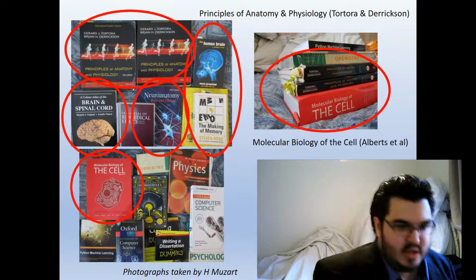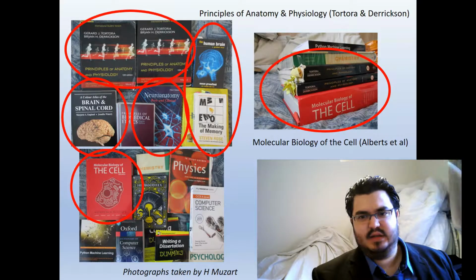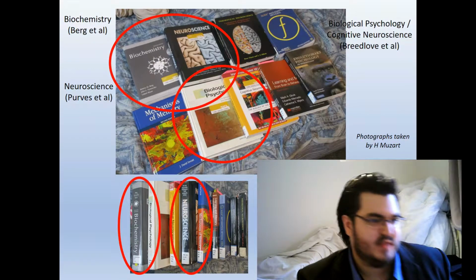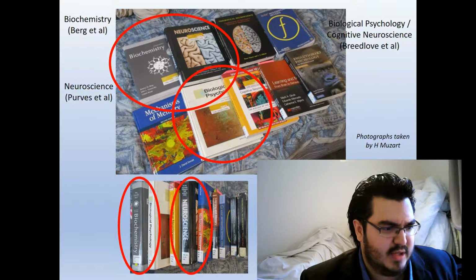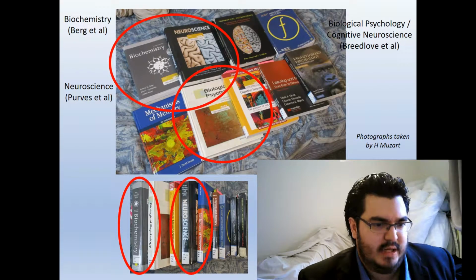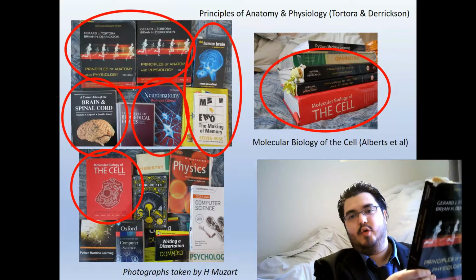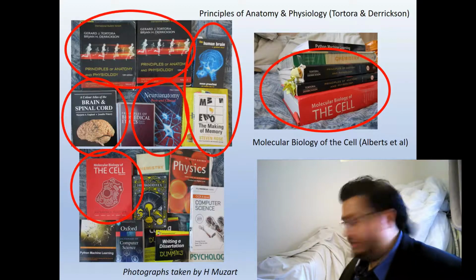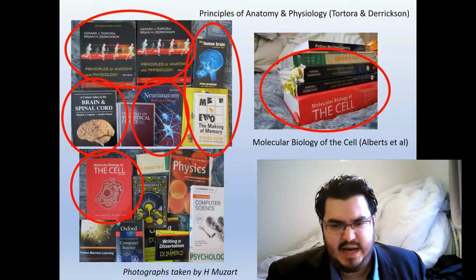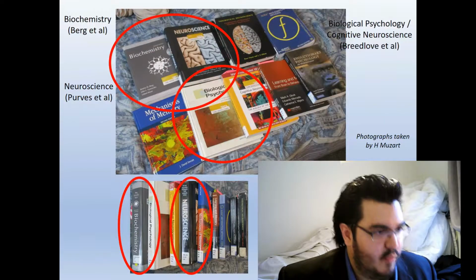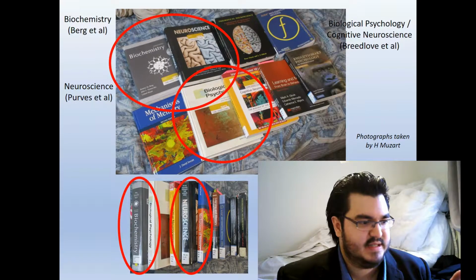We have some chemistry. That was from like 10 years ago. Actually, don't get this one, get the Berg et al. one. We have an anatomy and physiology book, which is my favorite for anatomy and physiology, by Tortora, I think. Yes, it is. The other one is Purves, Neuroscience.